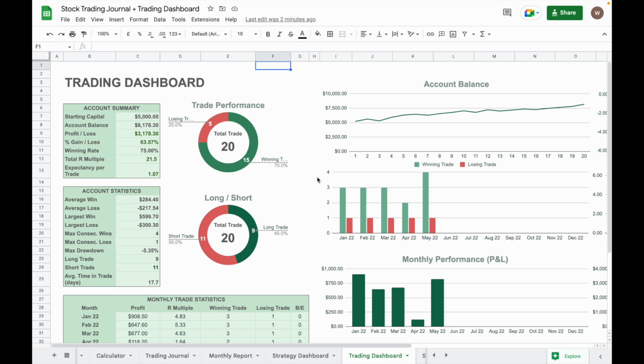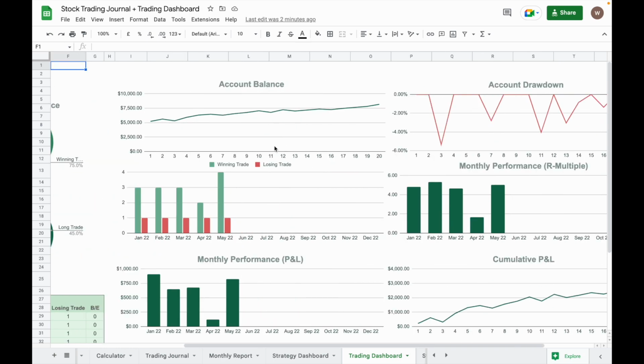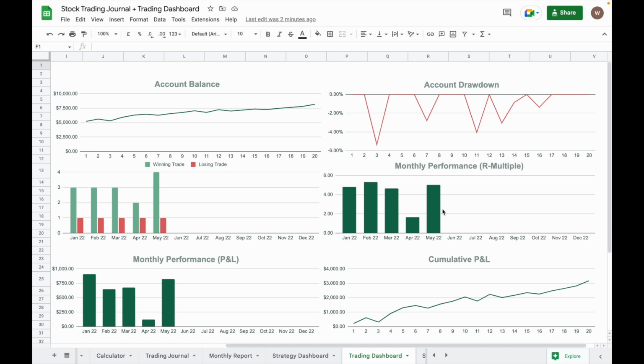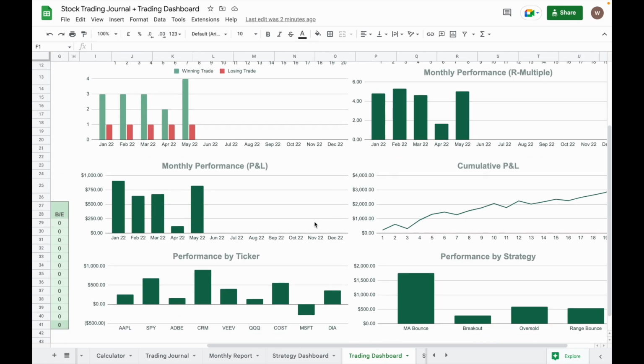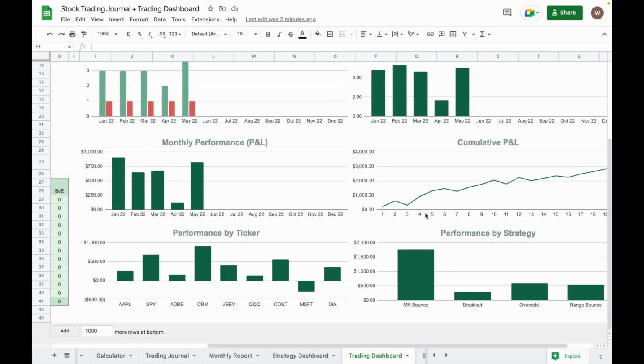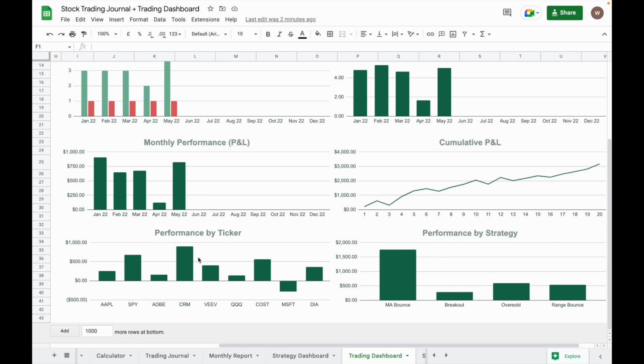The pie chart here shows you the trade performance such as the number of winning and losing trades, your long and short trades. The graph and bar charts here will show you your account balance, your account drawdown, your monthly number of winning and losing trades, your monthly performance by R multiple, your monthly performance by profit and loss, your cumulative profit and loss over the whole trading period, the performance by each ticker, and the performance by each strategy.